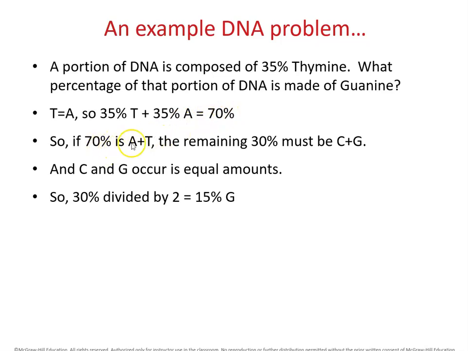If 70% of our DNA is A and T, that means 30% must be C and G. We know that C and G always pair together, so this 30% must be evenly split between C and G. So if we do 30 divided by 2, we'll find that 15% of the DNA is G, which answers our question, and the other 15% will be C.